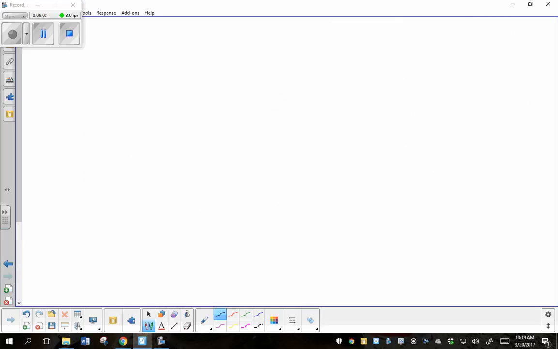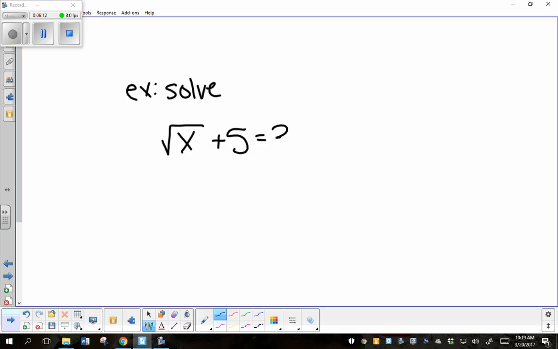Let's try another one. Okay, go ahead and write this one down. Square root of x and then plus 5 equals 3. Yeah, you guys can go ahead.